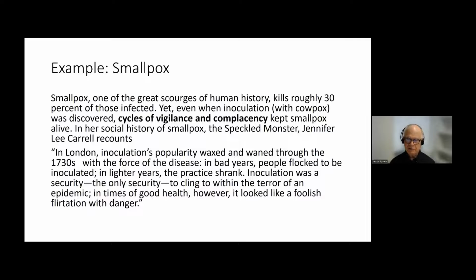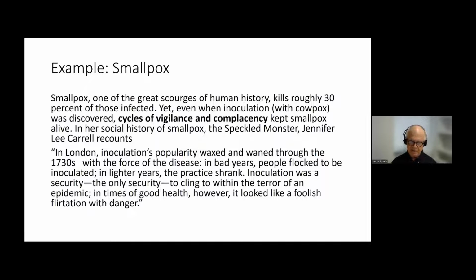Smallpox, one of the great scourges of history, kills about 30% of those infected, a very high case fatality rate. But even when inoculation was discovered, cycles of vigilance and complacency kept the disease alive. And Jennifer Lee Carroll has a wonderful social history of smallpox, in which she writes, in London, inoculation's popularity waxed and waned through the 1730s with the force of the disease, that is, with prevalence. In bad years, people flocked to be inoculated. In lighter years, the practice shrank.